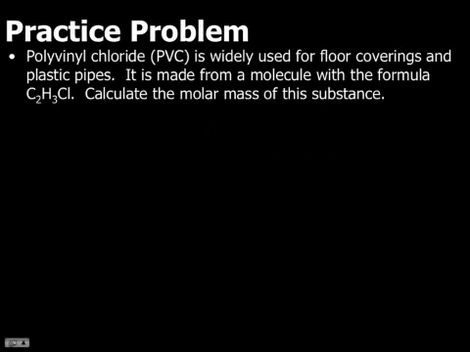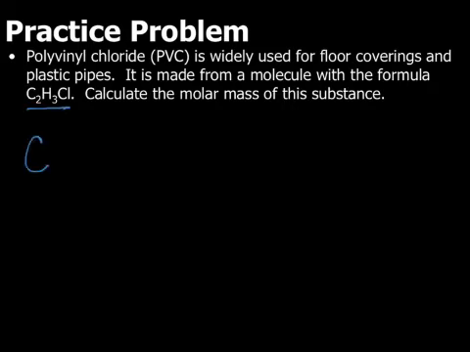Okay, another example, and I would do this as a practice problem, so I would pause the video for a minute, see if you can come up with the correct molar mass for this, and then come back and check. Okay, for this one, we have polyvinyl chloride, which is PVC. I'm sure you've heard that term before. That's used for plastic pipes, floor coverings, those types of things. The formula for PVC is C2H3Cl. So we're looking for the molar mass of this substance.